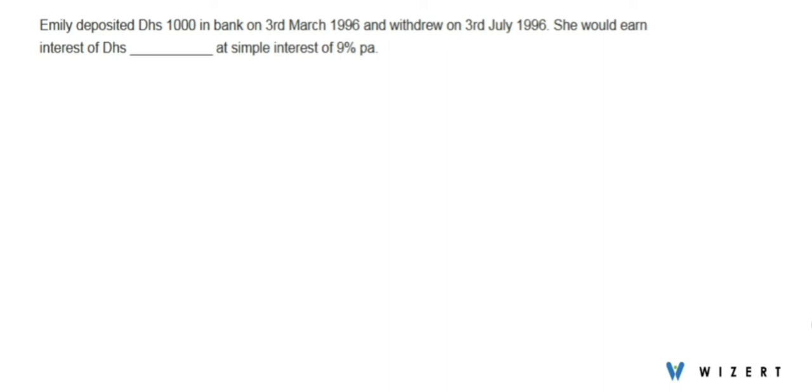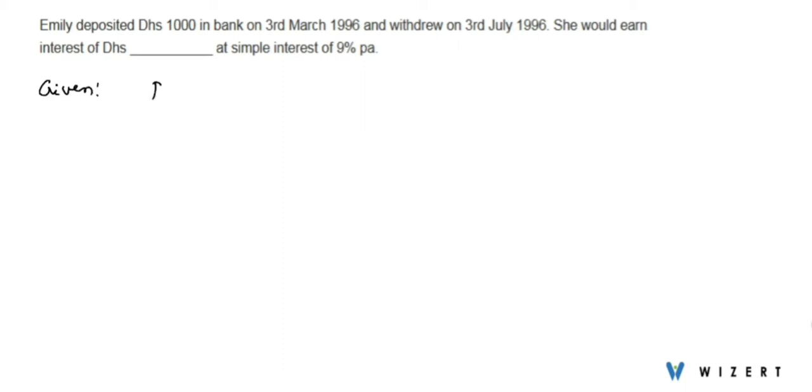Emily deposited 1000 DHS in a bank on 3rd March 1996 and withdrew it on 3rd July 1996. She would earn interest of what amount? We have to find out at simple interest of 9% per annum.